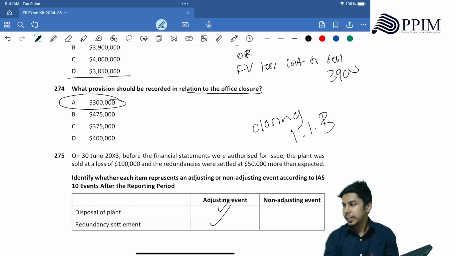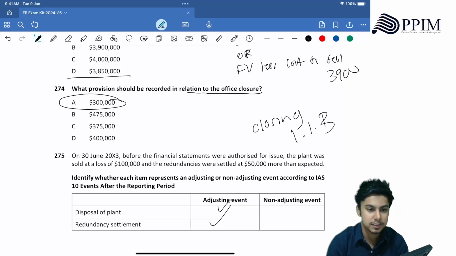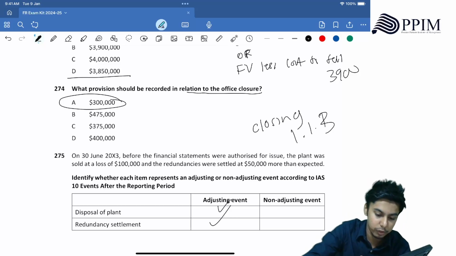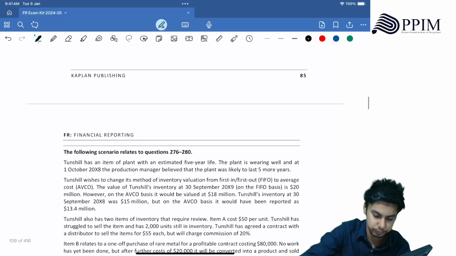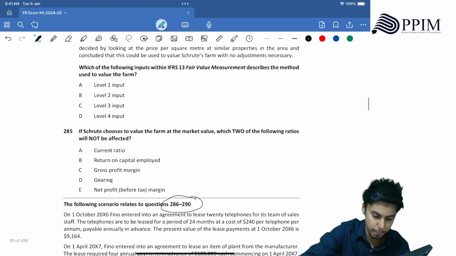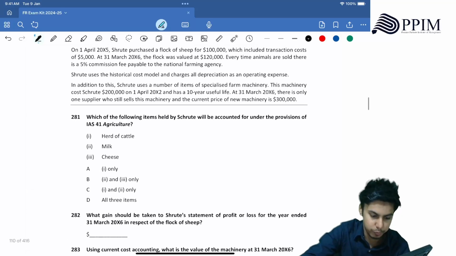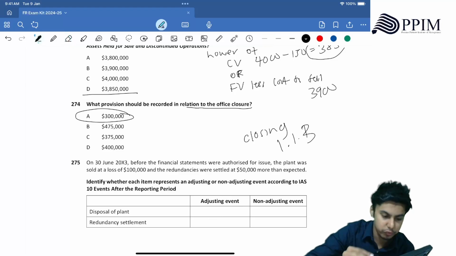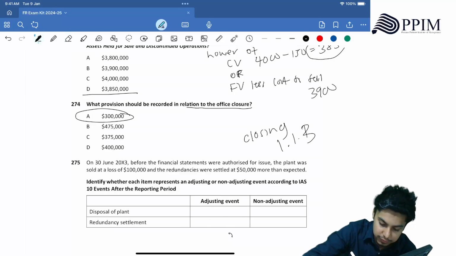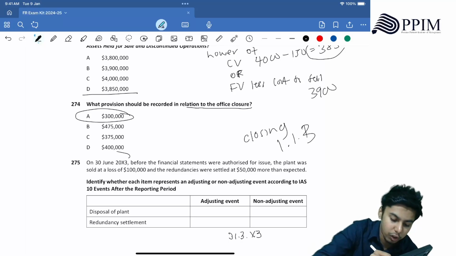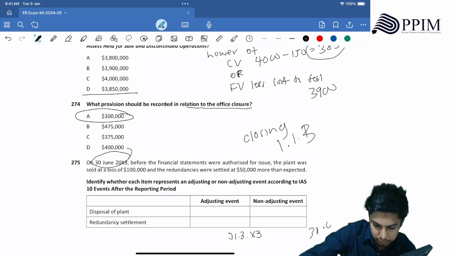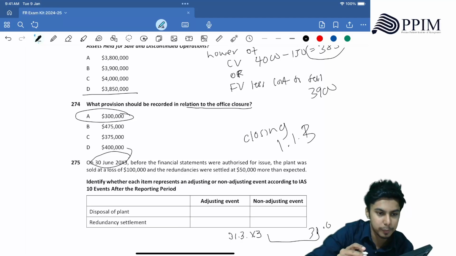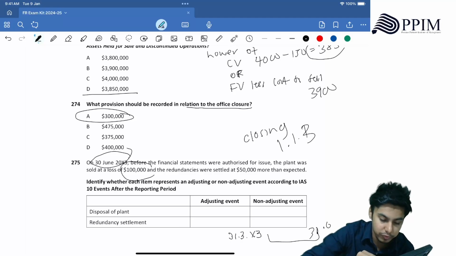Right. So, guys, with that one, I believe the first 5 questions are discussed. Okay. Right. Let's go for the next 5 over there. The other homework question what I had given. Right. See, now this question is finishing off on 31st of March 2003. We authorized it in June. So between this and this, 2 things happen. One, a plant we sold at a loss for 100,000. Two, redundancies we had to pay extra.